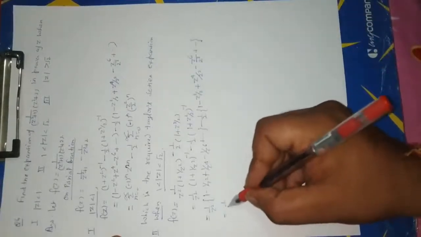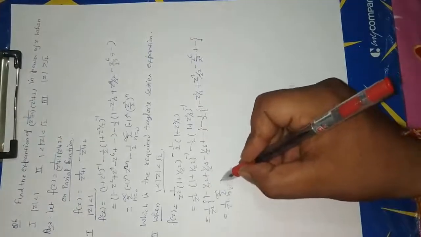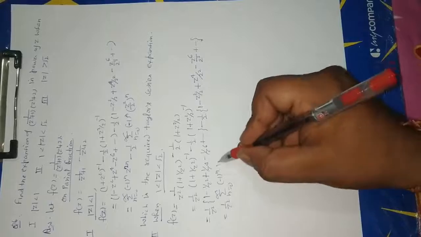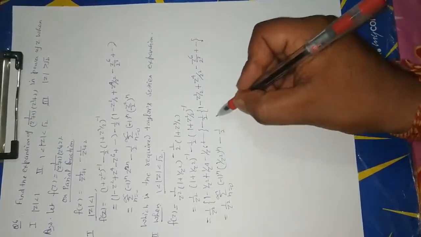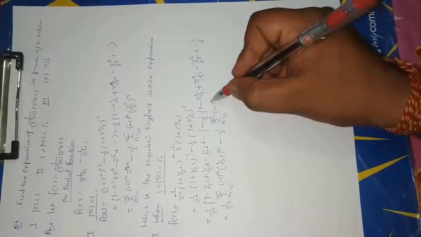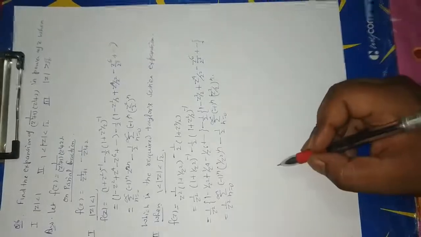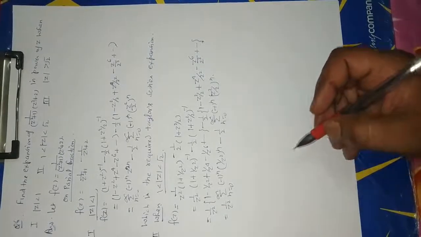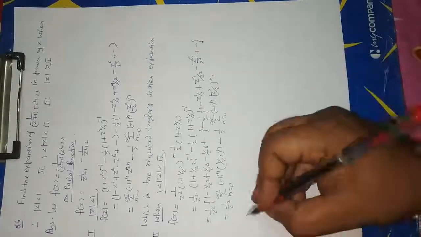This is equal to 1 upon z square summation n is equal to 0 to infinity, minus 1 to the power n, (1 upon z square) whole power n, minus 1 upon 2 summation n is equal to 0 to infinity, minus 1 to the power n, (z square by 2) whole power n. Okay, student? Which is the required Laurent series expansion.